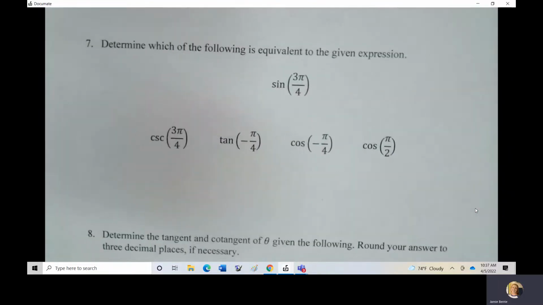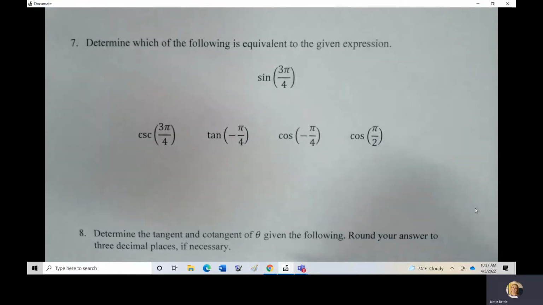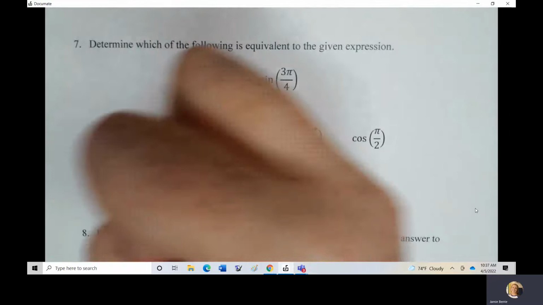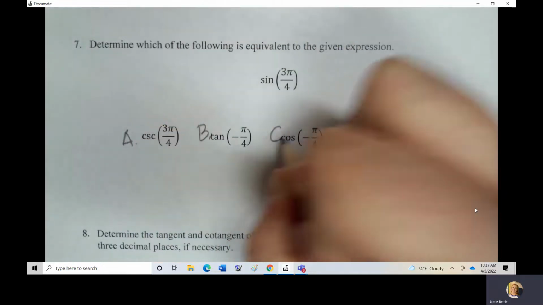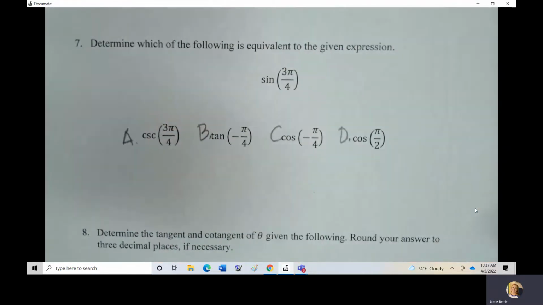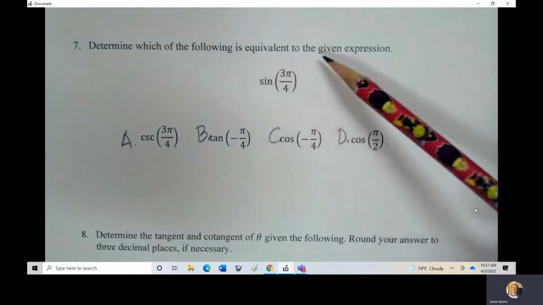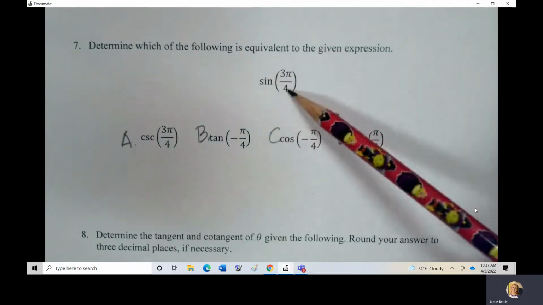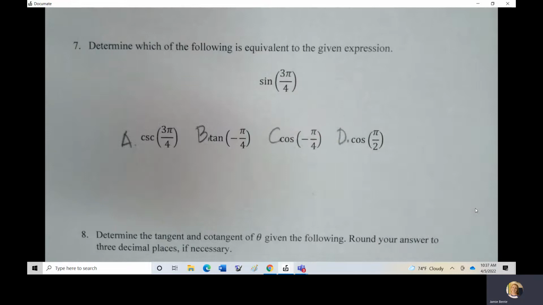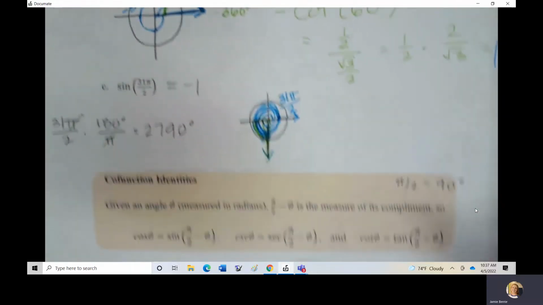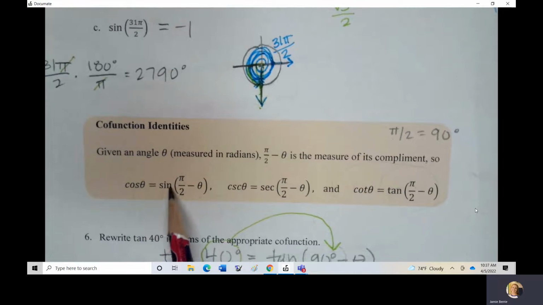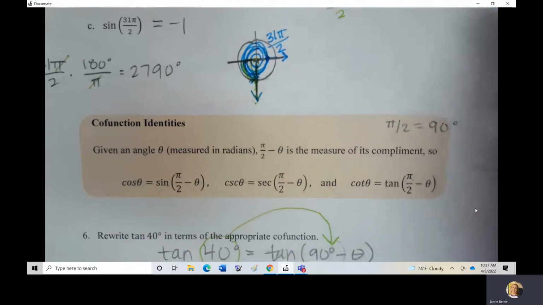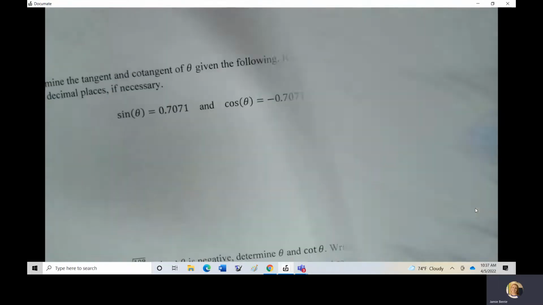Here we have another example where we can use the cofunction identities. This time it's a multiple choice. This will be like A, B, C, and D. Determine which of the following is equivalent to the given expression. Sine of 3 pi over 4, which one of these is it equivalent to? Looking at your cofunction identities, it says sine of pi over 2 minus theta is equal to cosine of theta.